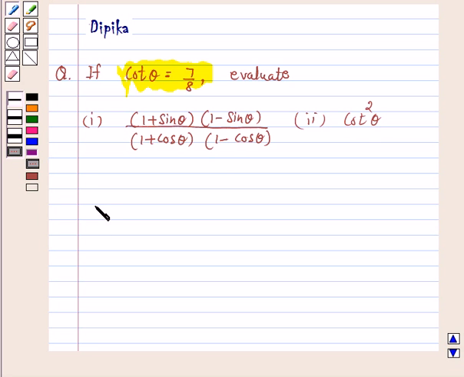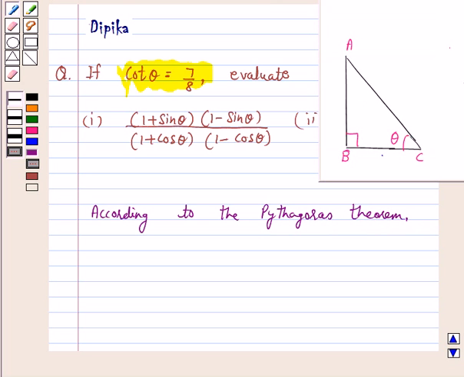Now we know that according to the Pythagoras theorem, in a right triangle ABC, we have AC square is equal to AB square plus BC square. That is, hypotenuse square is equal to the sum of the squares of the other two sides.